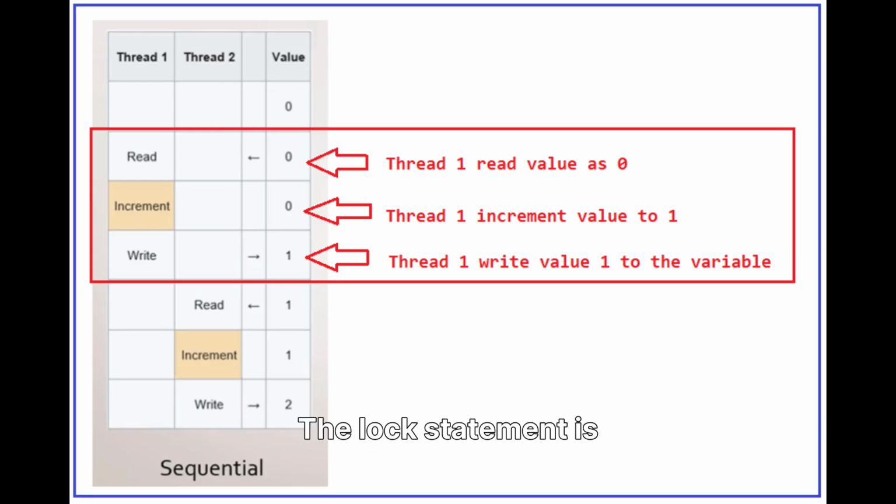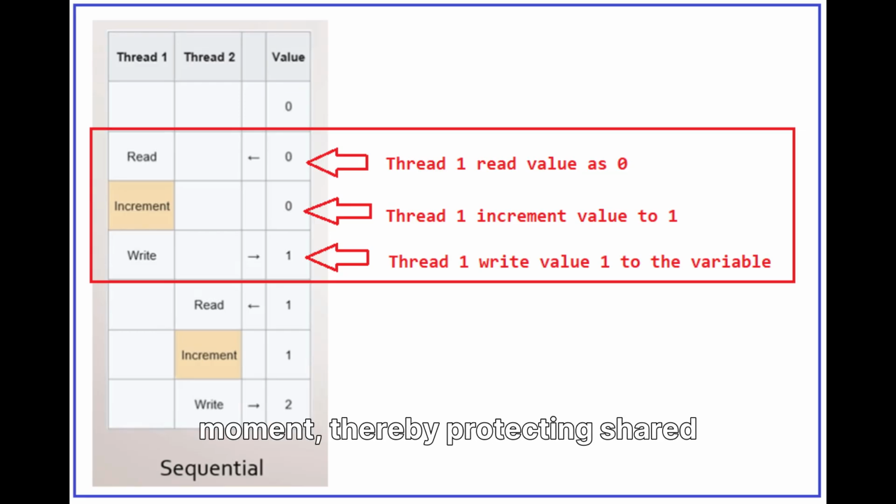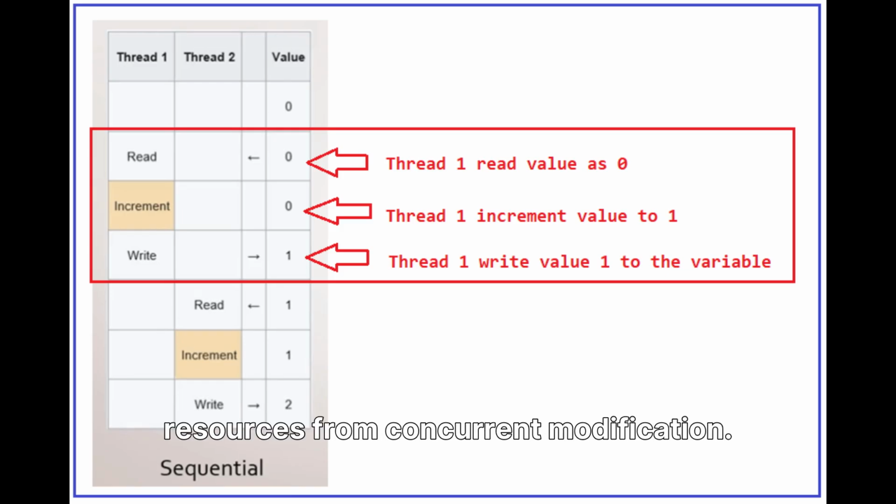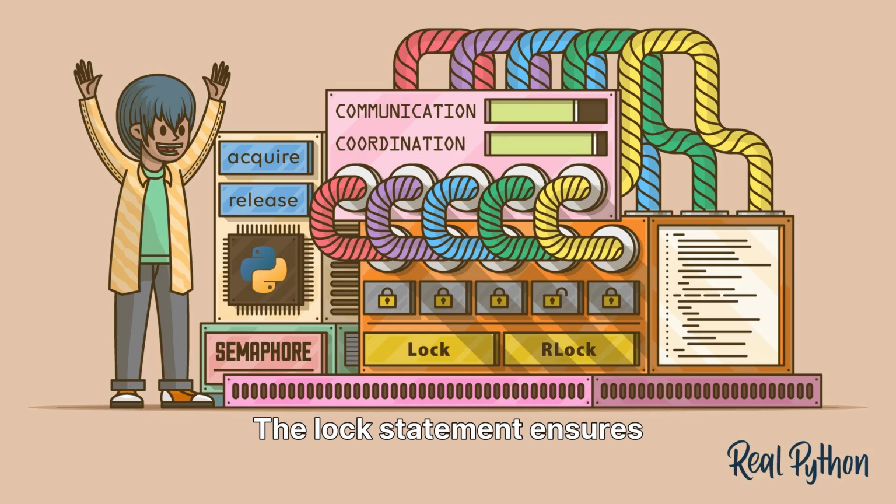The lock statement is designed to enforce thread safety by creating a critical section of code. It ensures that only one thread can execute that specific block of code at any given moment, thereby protecting shared resources from concurrent modification. The lock statement ensures that only one thread can execute a critical section of code at a time, guaranteeing exclusive access.